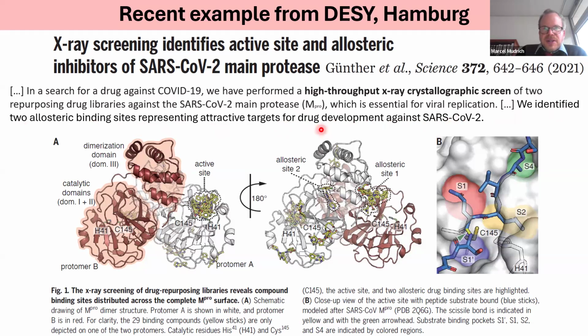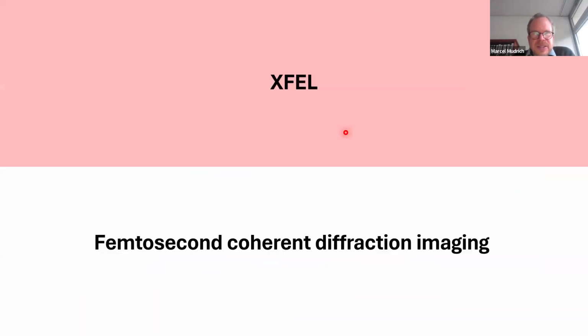So this is an example where more basic research facilities, like the PETRA synchrotron in Hamburg, were actually used. I'm not sure if in the end the study helped to develop a real drug, but at least this gave some information about what kind of drugs could be efficient to fight against COVID. All right, but now let's get back to XFEL.